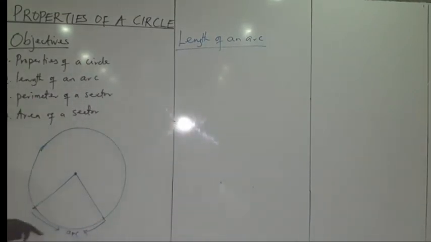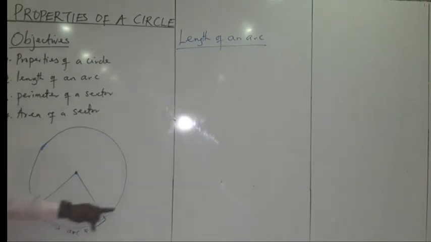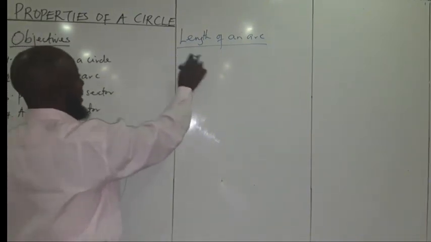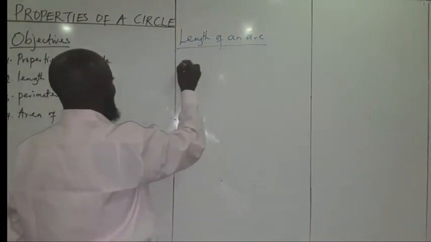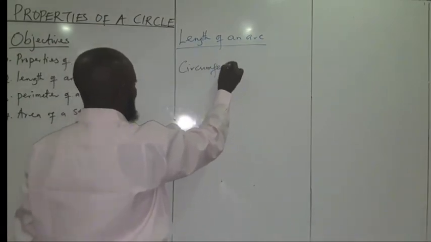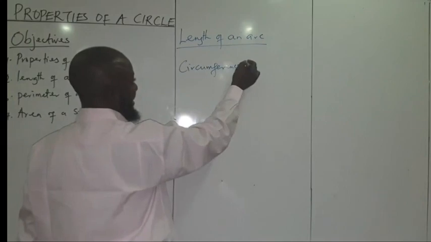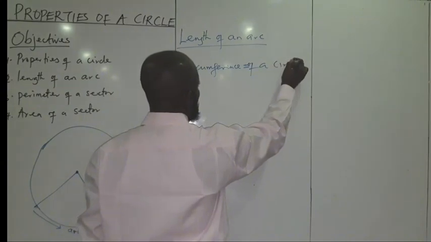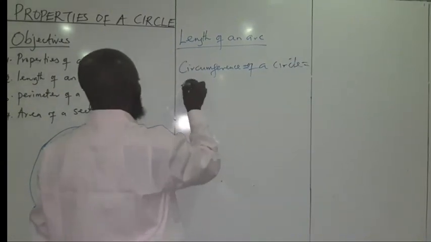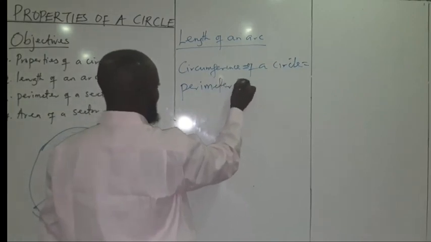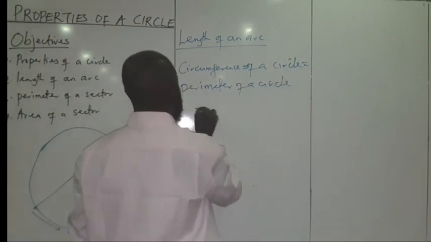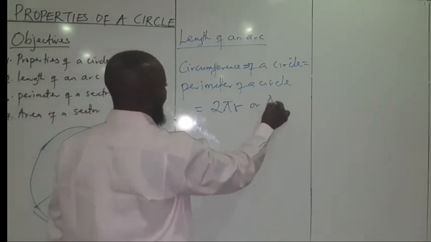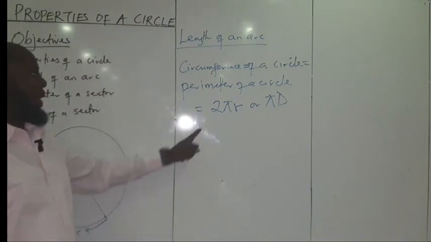But before we calculate that, I said an arc is part of a circumference. So what is the formula for calculating circumference? Circumference of a circle, we've learned that in your previous classes. Circumference of a circle is also known as perimeter of a circle. And that is calculated by 2 pi r or pi d.